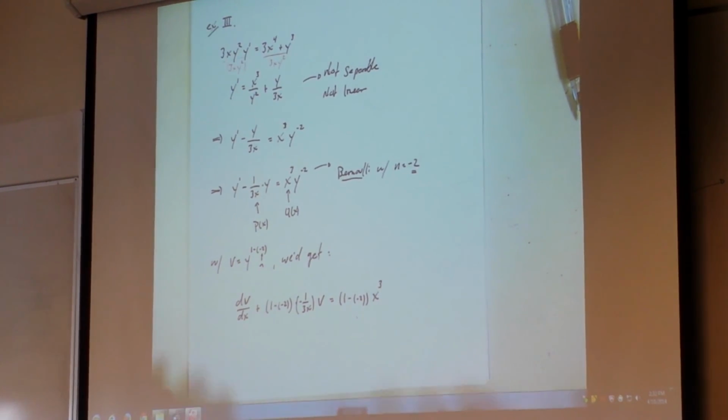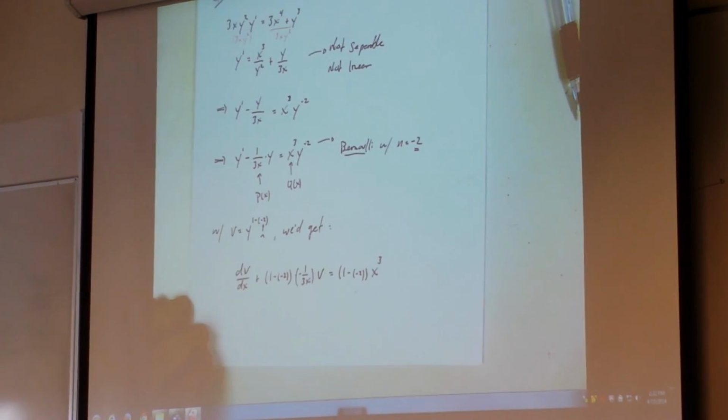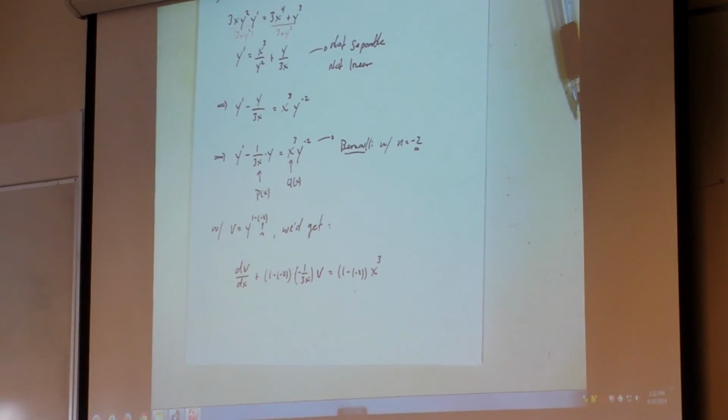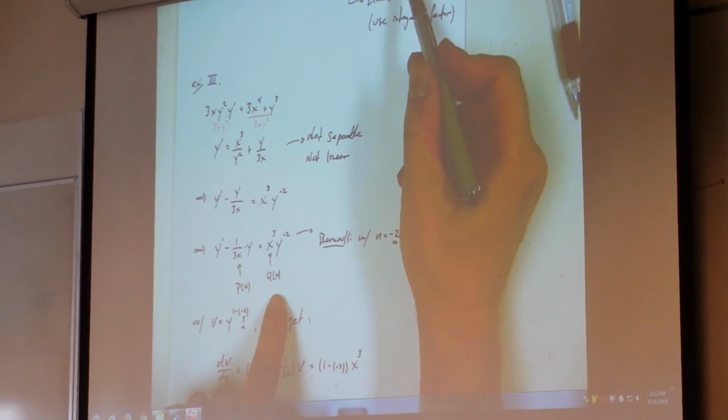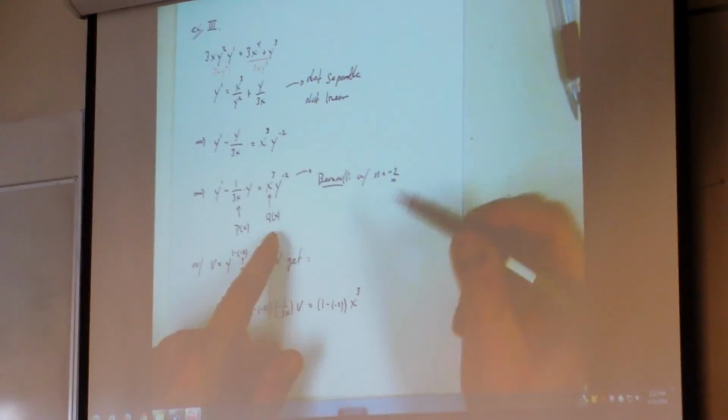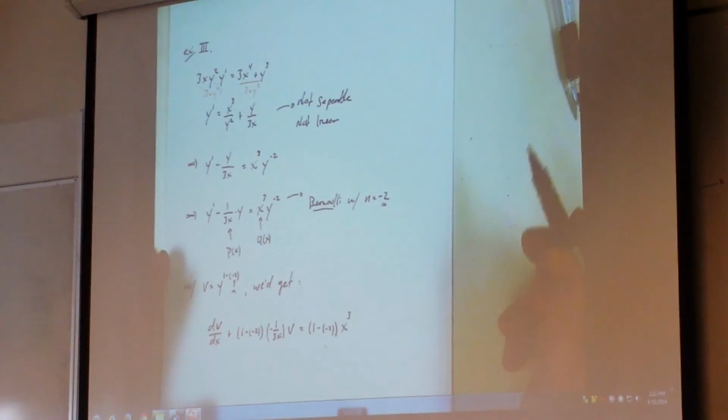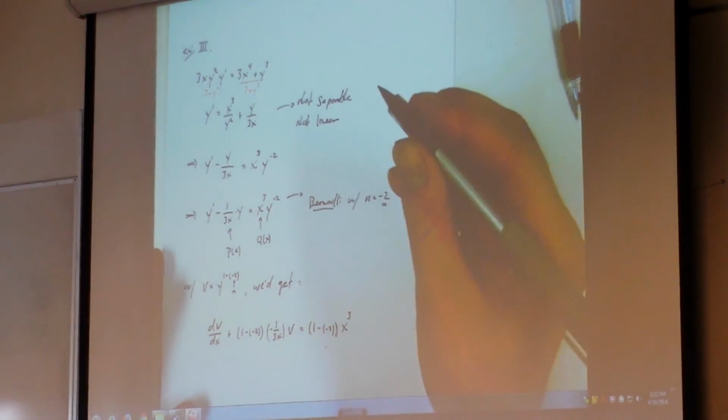Shouldn't it be Vy here? What's that? Shouldn't it be Vy here? No, I'm using this. Oh, okay. Our q of x was x cubed, and there's no more y's in that form. Right, okay. Yeah, we're doing the last one.